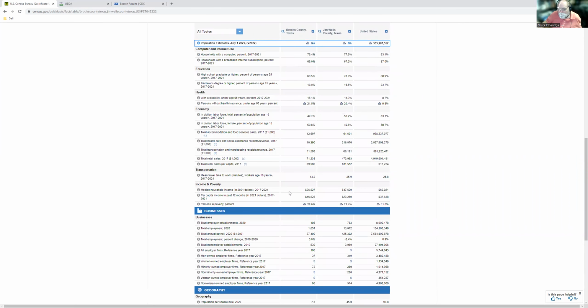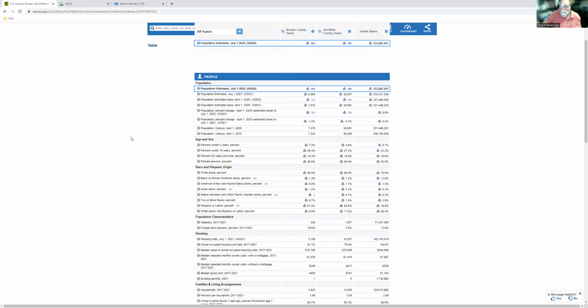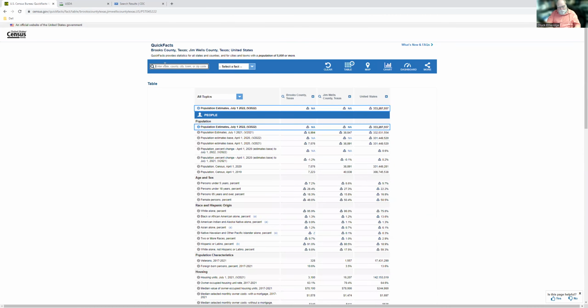Income and poverty. Look at this median household income. It is less than half, maybe almost a third, but less than half of the United States median income, and 28% of people in poverty. And just for comparison, let's look at the state of Texas as a whole.